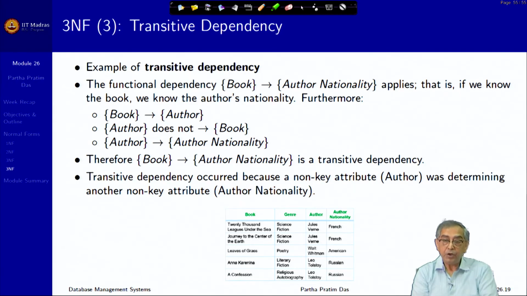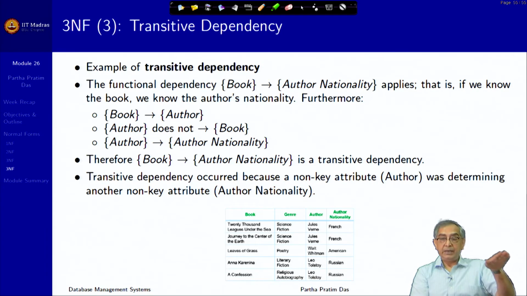Right? So, this transitive dependency, why did it occur? Because there is a non-key attribute, author, right, which is determining another non-key attribute, author nationality. One non-key attribute, author, is determining another non-key attribute, author nationality, and that is where the basic problem of the transitive application happens.